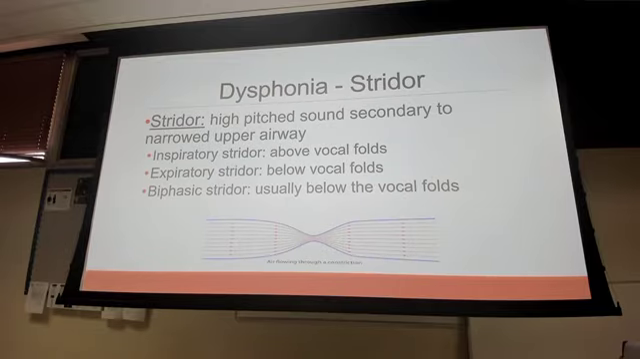And then going into stridor, so this is still a type of dysphonia or abnormal phonation. That's where they have a high-pitched sound. Inspiratory, when I'm breathing in, is when you know that the narrowness is above the vocal cord, versus expiratory stridor, when I'm breathing out, so the sound is occurring when the air is coming out. Biphasic can be when a person is breathing in or out, but usually it's going to be when the patient is breathing in, and the location will be below the vocal cords.